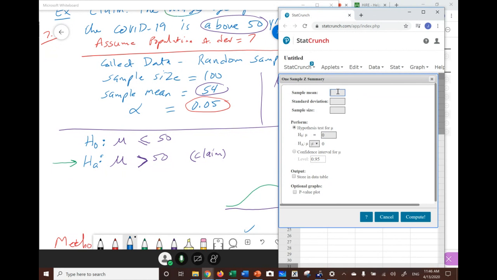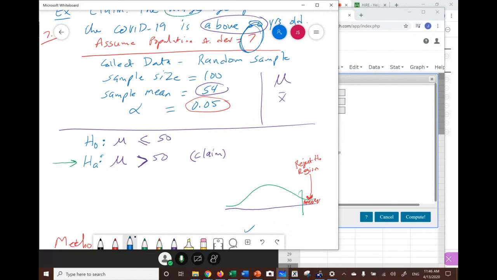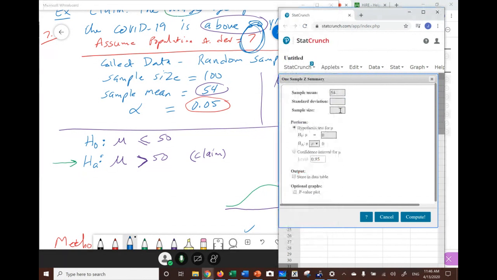Let me move this around. We're going to put 54. And what is the standard deviation? Notice that the standard deviation given in my problem here is 7. So I'm going to put the 7 in there. Then I'm going to go to the sample size. Notice the sample size is 100 people. I surveyed 100 people. And I'm going to go down to the test, and I'm going to make sure my test is the same as in here.